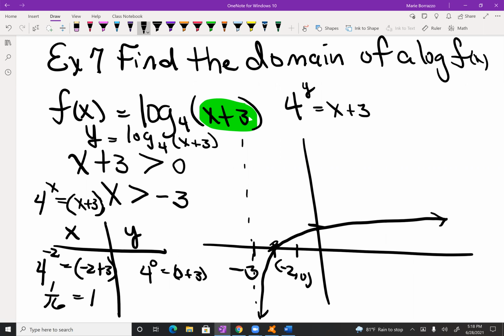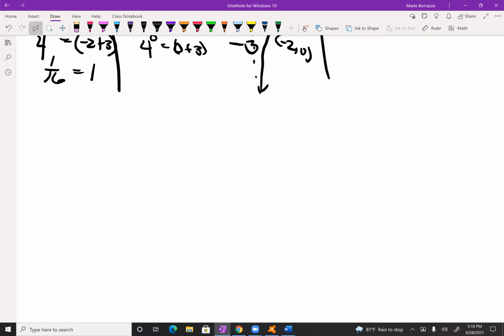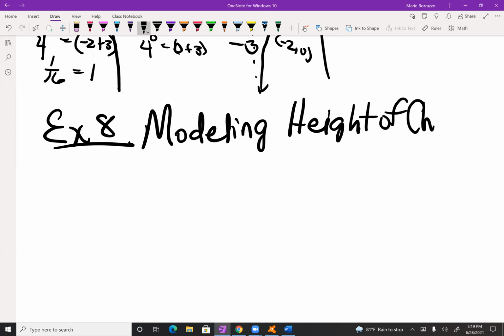All right, example 8 is a waste of time, but I'm going to do it anyway. And example 9 is equivalently kind of a waste of time because they just give you a model. You're modeling the height of children. You don't have to find it. They're going to give you the formula. You're basically substituting, which is why I say it. You guys know this already.